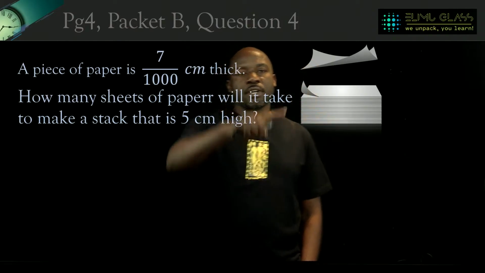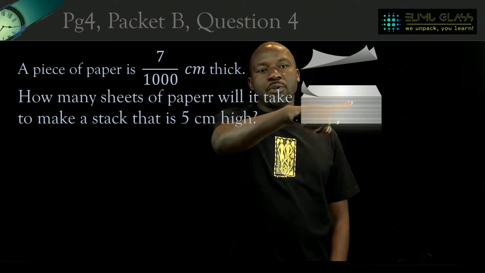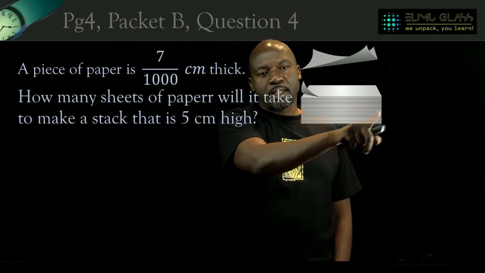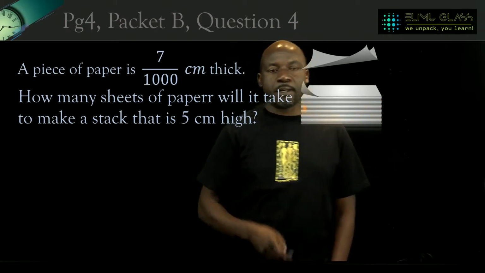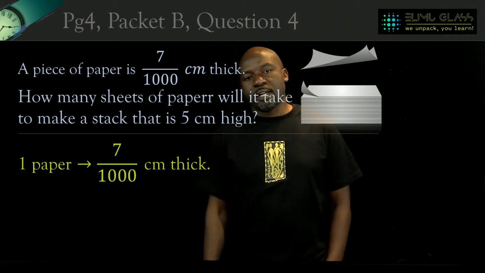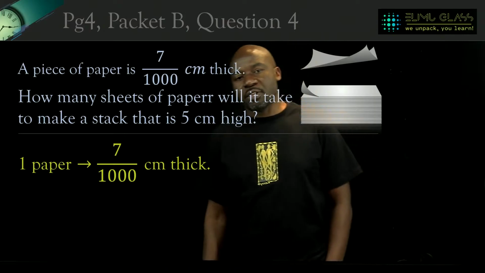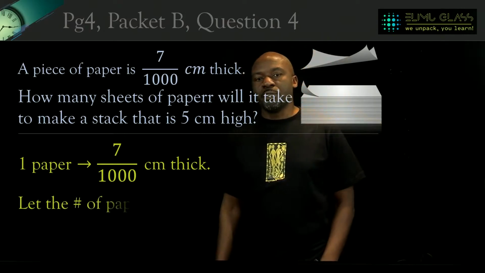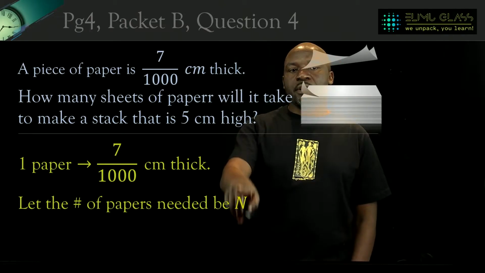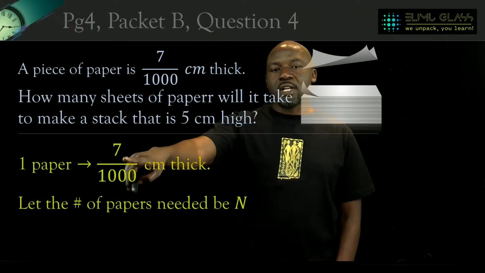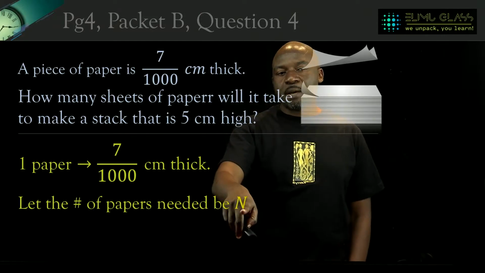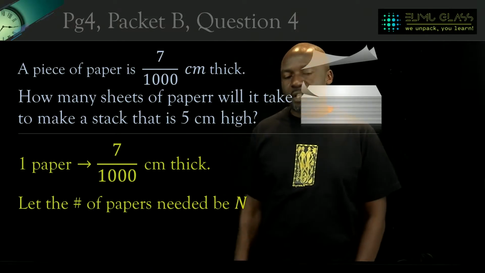Okay, so we know the thickness of one paper. We want to know how many of these papers we'll need to make a stack like this, which is 5 centimeters thick. All right, so how do we proceed with this? Should not be very difficult. One paper has a thickness of 7/1000 of a centimeter. What we'll do is assume that there are n number of papers in order to make 5 centimeters. So this thickness multiplied by the number of pieces of paper should give us 5 centimeters thickness.